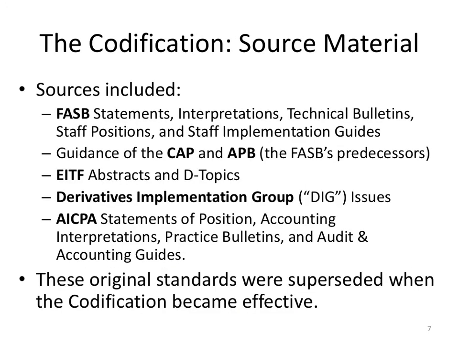When the codification was finally published in 2009, it represented a compilation of all of the current effective guidance from various sources. So we had the current FASB statements. Those statements were the primary means by which GAAP was promulgated by the FASB. There were also interpretations, technical bulletins, staff positions, and staff implementation guidance.